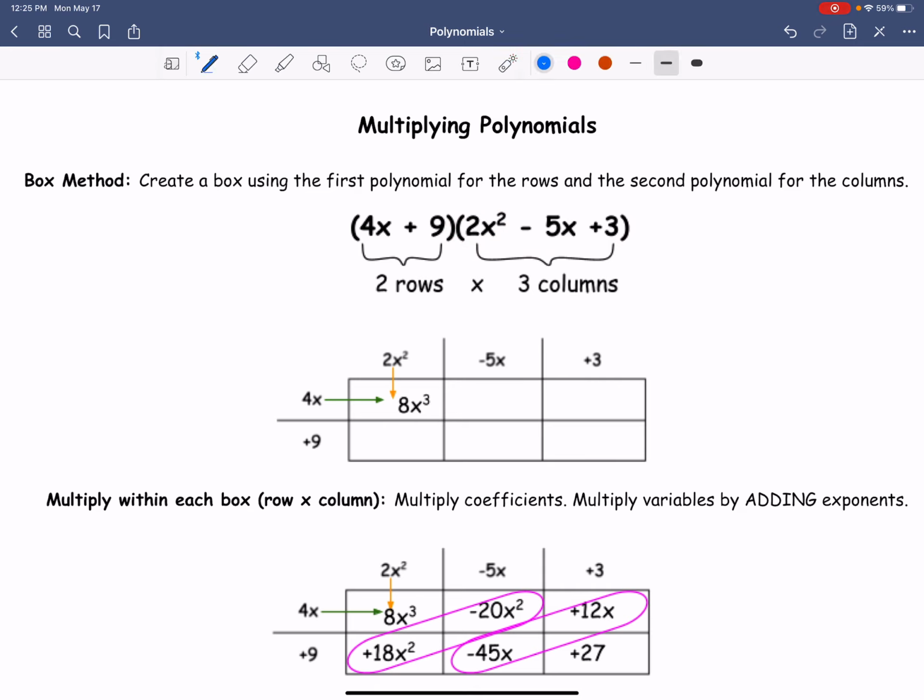Now when we're multiplying polynomials, we're going to use something called the box method. Now it's pretty simple. We just create a box using the first polynomial for the rows. So since we have 2 terms here, that means we're going to have 2 rows. And use the second polynomial for the columns. So since we have 3 terms here, that gives us 3 columns.